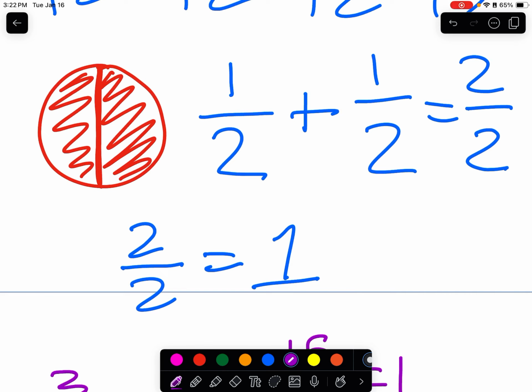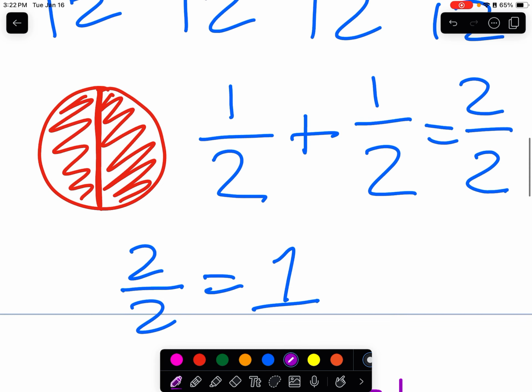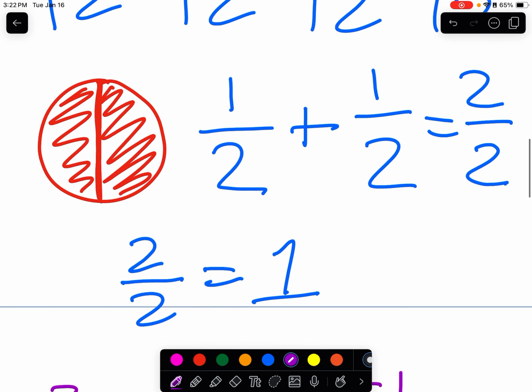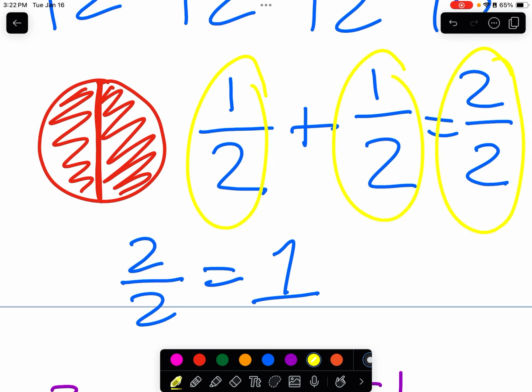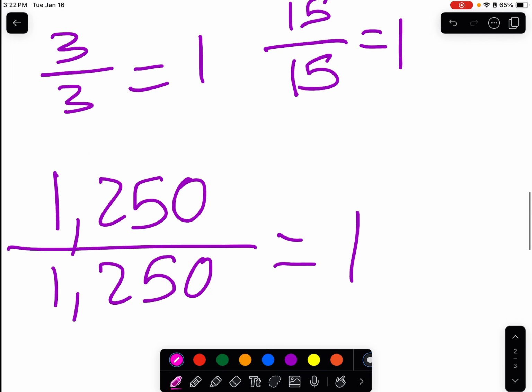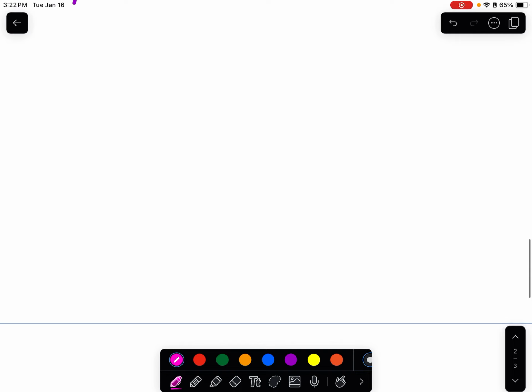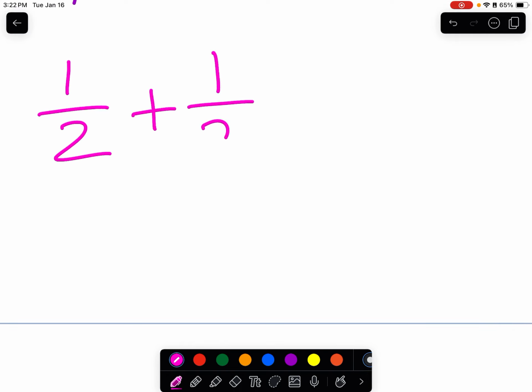So, going back to adding, subtracting, and comparing fractions. Here, what did you notice? I added the 1/2 plus the 1/2, and it gave me 2 halves. Now, visually, it's important that you understand that. There is, however, a little bit of a shortcut. And it's fun, especially when the denominators are the same.